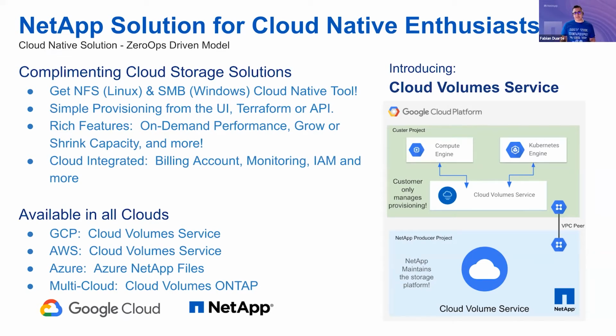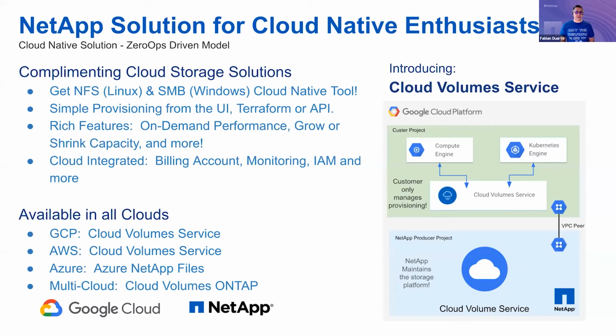Now, one of the nice things about this is that it's available in Google Cloud and in Amazon Web Services under the name of Cloud Volume Service. We're also in Azure under Azure NetApp Files. And we have another tool that is not going to be covered here, but it's called Cloud Volumes ONTAP. This is an actual virtual storage array that consumes cloud resources and allows you to provision these exact same file shares from a single location.